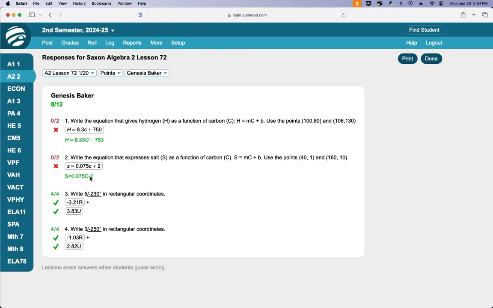All right, so that's all there was for lesson 72. So not much. Good job on these. Really good job on those. Those are somewhat difficult, but you did great.